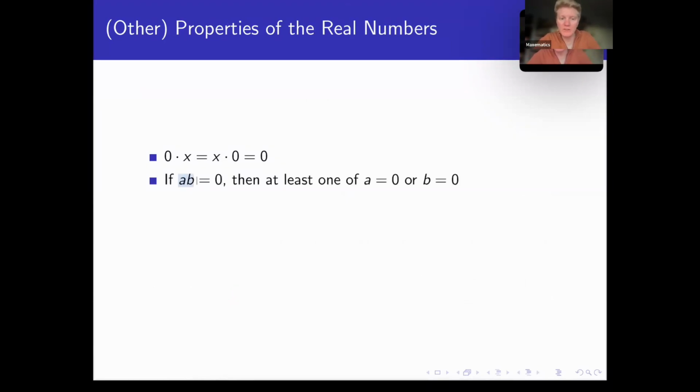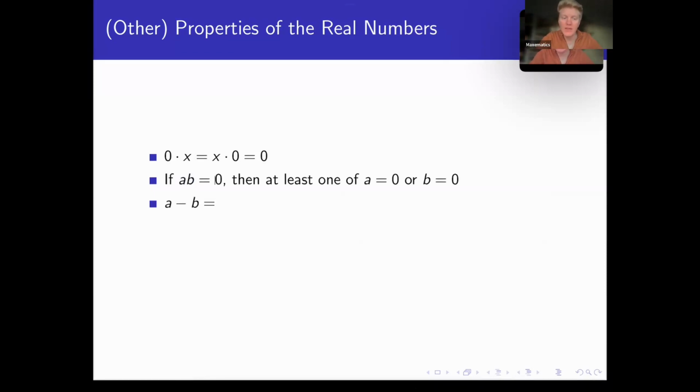If A and B are real numbers, there's no way that two real numbers that aren't equal to 0 multiply to 0. For example, 2 times 3 never equals 0. Negative 5 times 6 never equals 0. The only way that two or more numbers can multiply to 0 is if at least one of them is 0, because either A is 0, 0 times B is 0, or B is 0, A times 0 is 0.